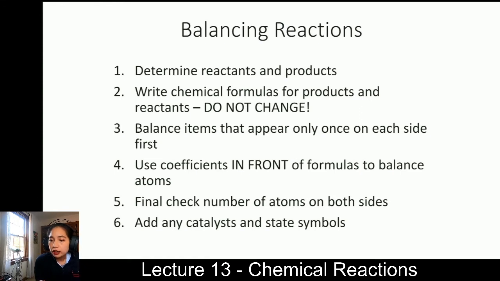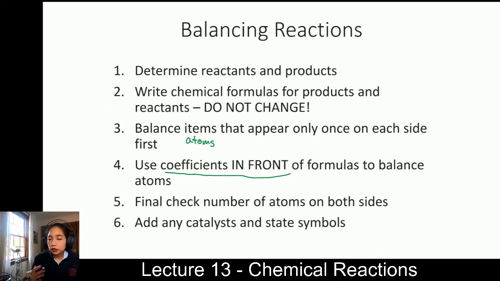Then you need to take a look at all of the different things that appear on each side of the equation. So you want to take a look at the atoms, and we want to balance the atoms that are on the reactant side and the product side. And the way you do that is to add coefficients in front of those formulas. And you only want to add coefficients. You don't want to change the actual chemical formulas, like I said here in step 2.